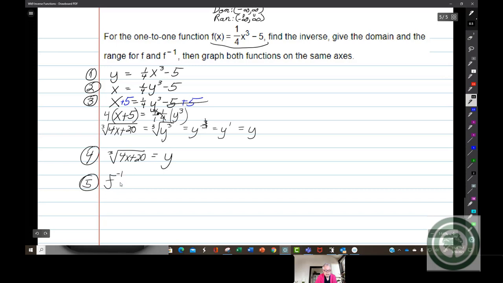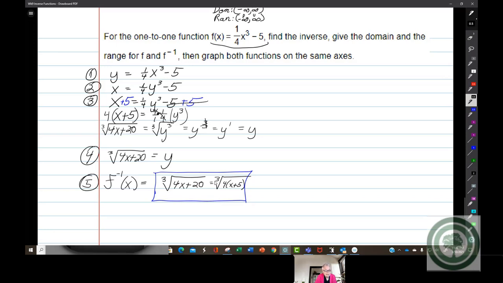So step 5 is f inverse of x equals the cube root of 4x plus 20, or it would probably be okay to do this, the cube root of 4 times x plus 5. Don't be tempted to take the square root of 4 because it's a cube root. There is no exact cube root of 4.